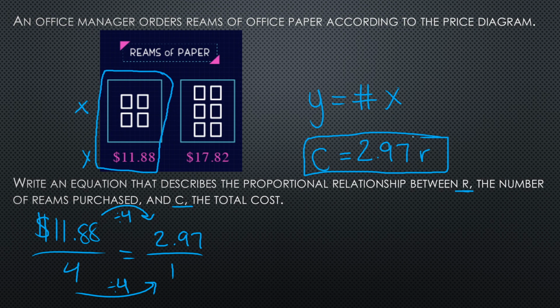So my equation is going to be C equals 2.97R. When you're writing this into your workbook, do not include spaces. Okay, don't use spaces.